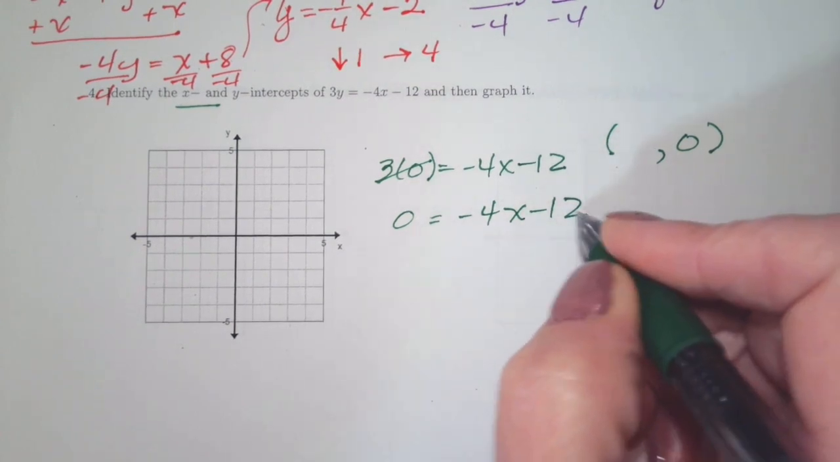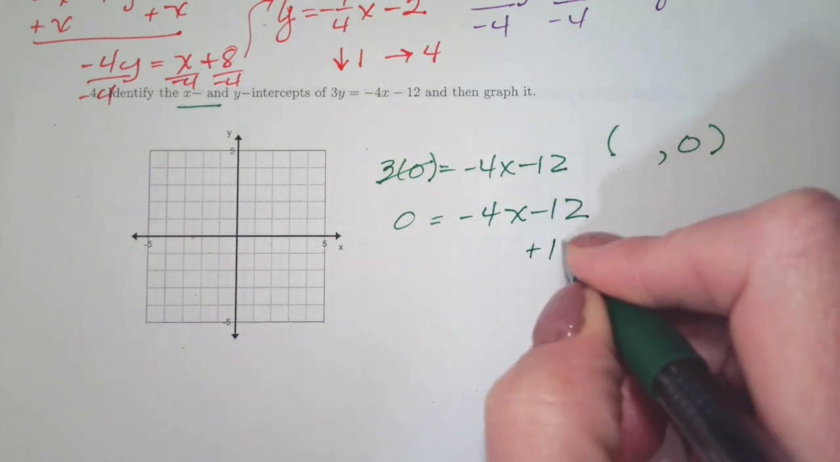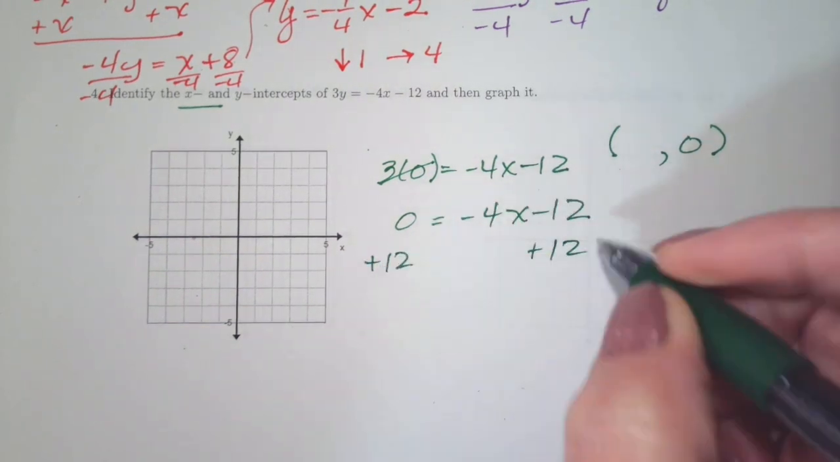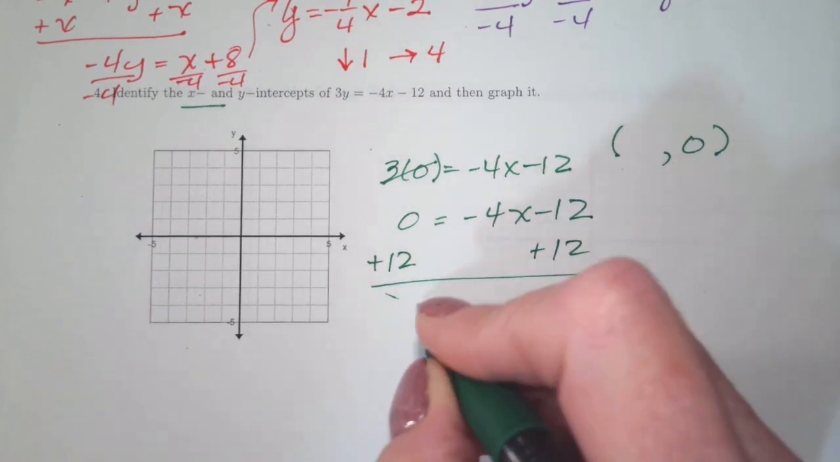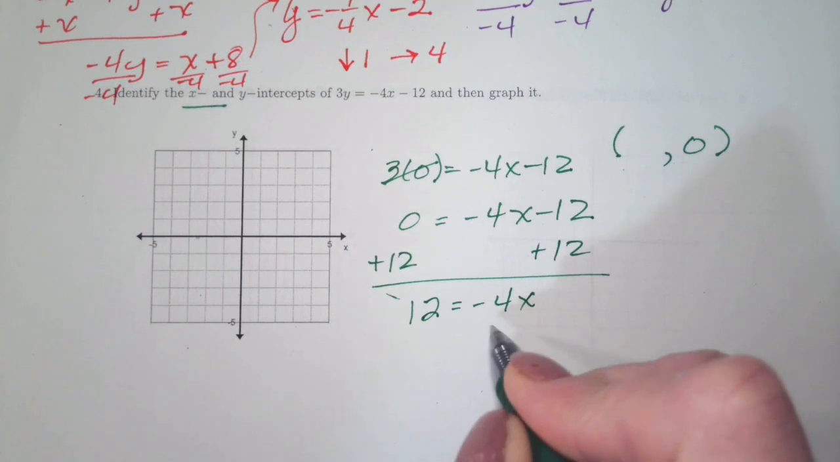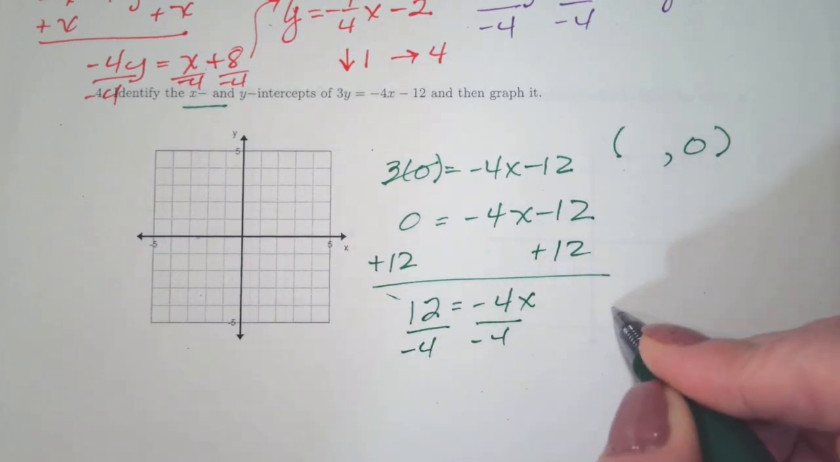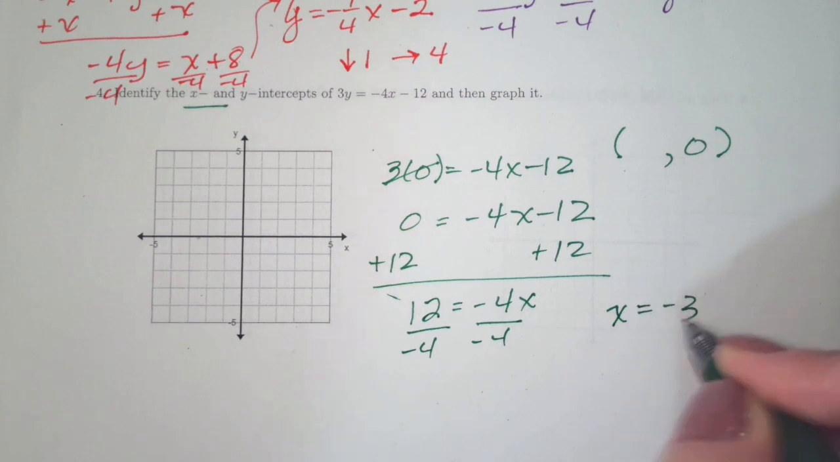I can do this in two ways. I can move the 12 over, so let's do that. So let's add 12 to both sides. That gives me 12 is equal to negative 4x. If I divide by negative 4, I finally get that x is equal to negative 3.